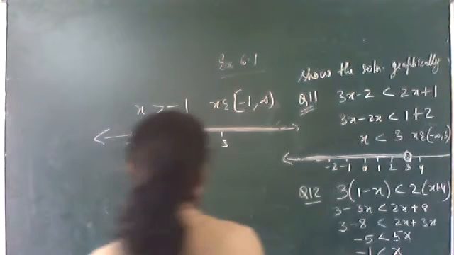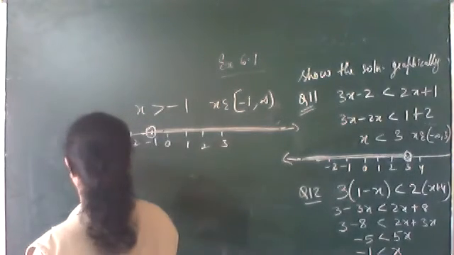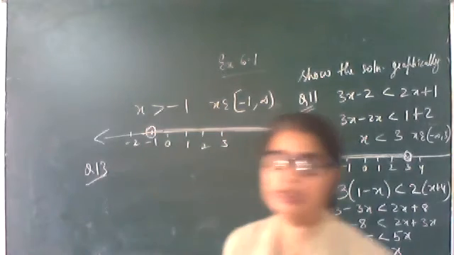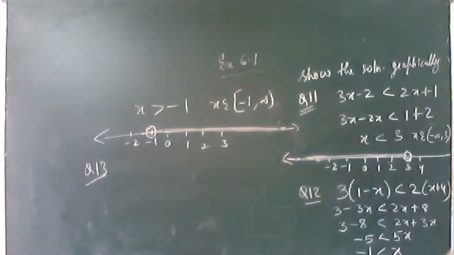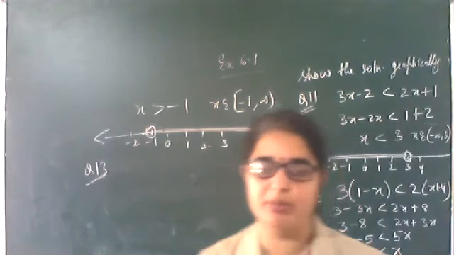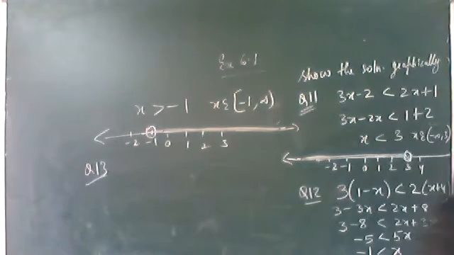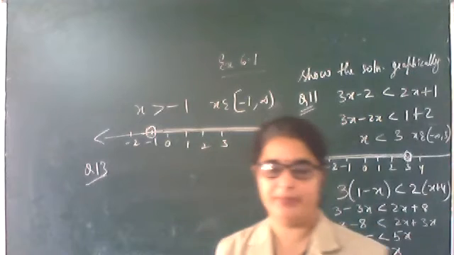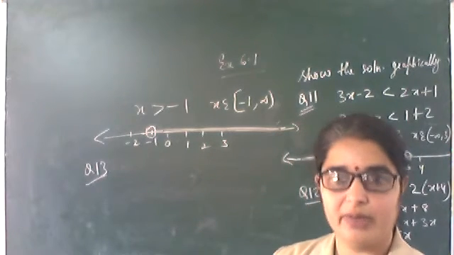Clear? Then question number 13. Now question number 13, you read it from the book. It is question number 21 of Exercise 6.1 in your book. Because it is a big question, I won't be able to write it, so I'm reading it out. Please, you also read it out.